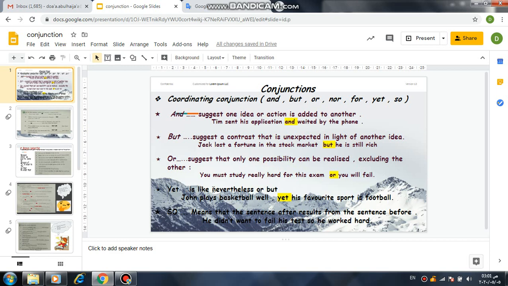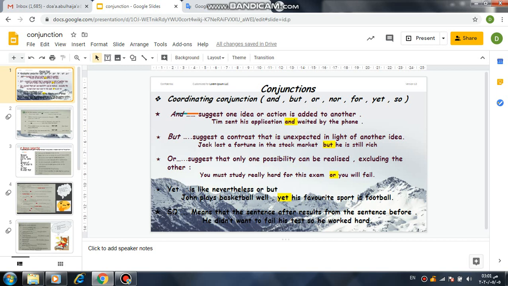Yet is like nevertheless or but. So yet gives us two ideas that are opposite each other. For example, Johnny plays basketball well, yet his favorite sport is football. He plays basketball well, but his favorite sport is football.